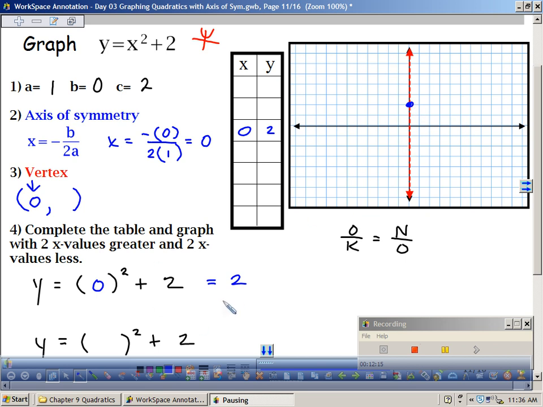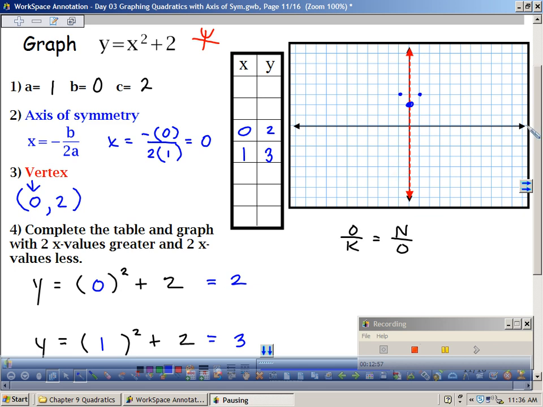So what's the next point you want to put in? 1 is the easiest. Let's plug in 1, and what do I get? 3. Oh, we forgot to put our vertex over here. What's my vertex? 0, 2. If I go over 1, I go up 3. Since I know this is my axis of symmetry, if I have to go over 1 this way to plot a point, can't I also go in the other direction and plot a point?